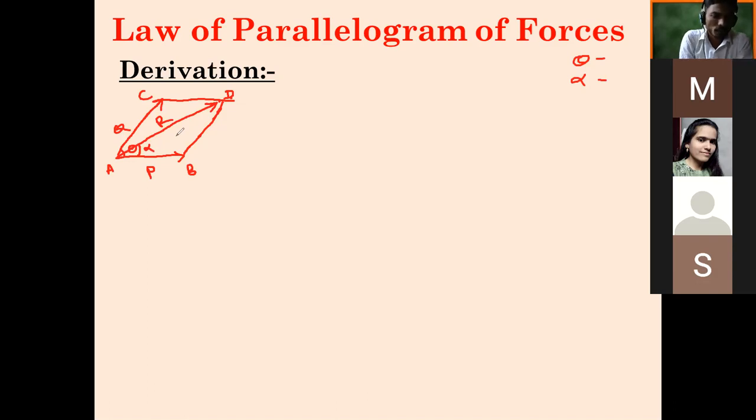So what we have done is shown two forces P and Q as adjacent sides of the parallelogram. Now, to find the resultant R, we have to construct: before that, force P we have to extend in this way, and from point D we have to draw one perpendicular at this point, which we will call point E. I have drawn one perpendicular line from point D at point E.